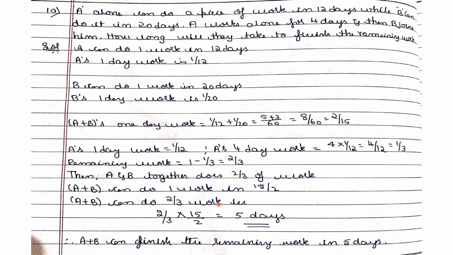So A plus B can do 2/3 of the work, so now they have to complete 2/3 of the work, that is 2 by 3 into 15 by 2. So they will take 5 days to complete the remaining work, that is 2/3 of the work, by A and B. So this is what you have to identify.